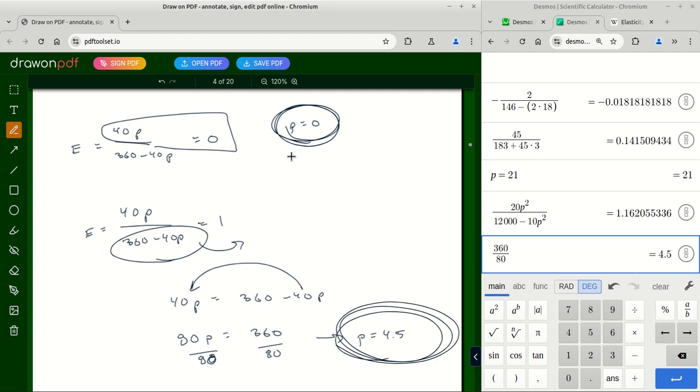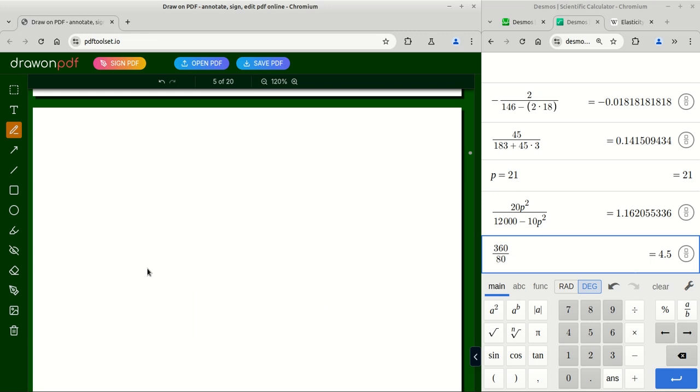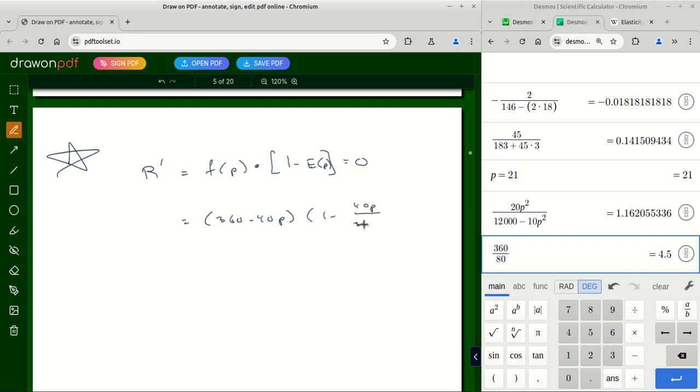So we got 0, we got 4.5, and we have to find out where this other thing is going to be, and I don't quite know where that is. So big star: when you get this wrong, not if, but when, they're going to say that R prime is equal to f of p times 1 minus e of p, technically. And they say set this equal to 0 and solve. This is a little annoying because this is telling you the other side to where the answers are going to be. I'm just rewriting it real quick.